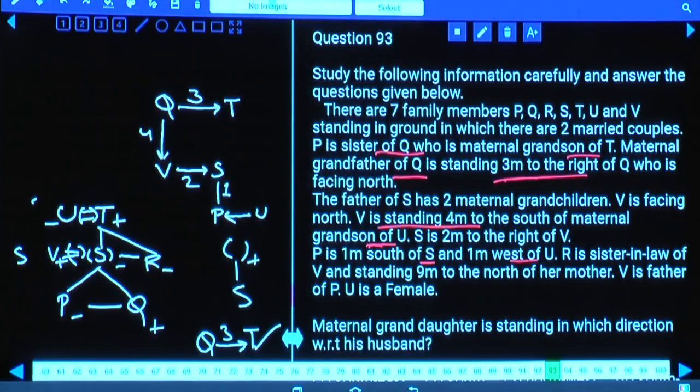R is the sister-in-law of V and standing 9 meters to the north of her mother. R is 9 meters to the north of U. As R is 9 meters to the north of U, 1 plus 4, 5, and R will be somewhere here, and the distance is 9 meters. V is the father of V, U is a female. Clear now? And this is the final diagram.